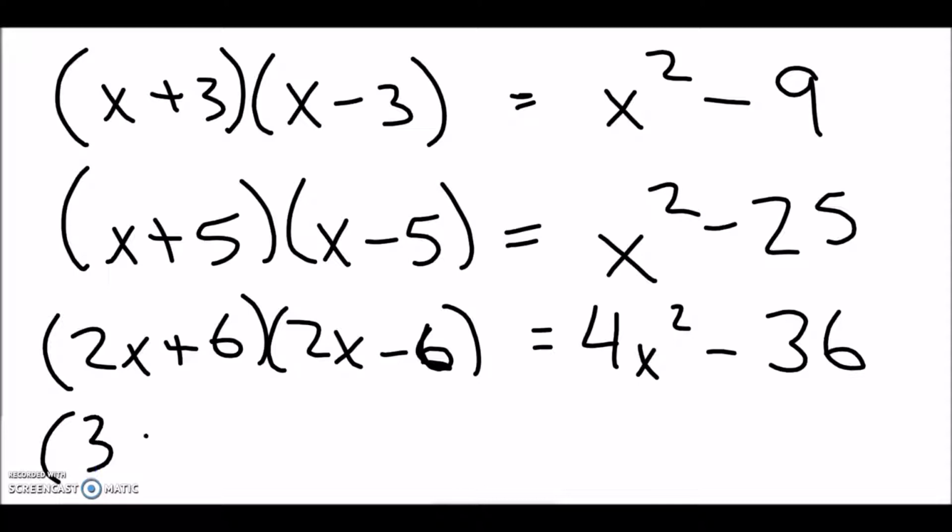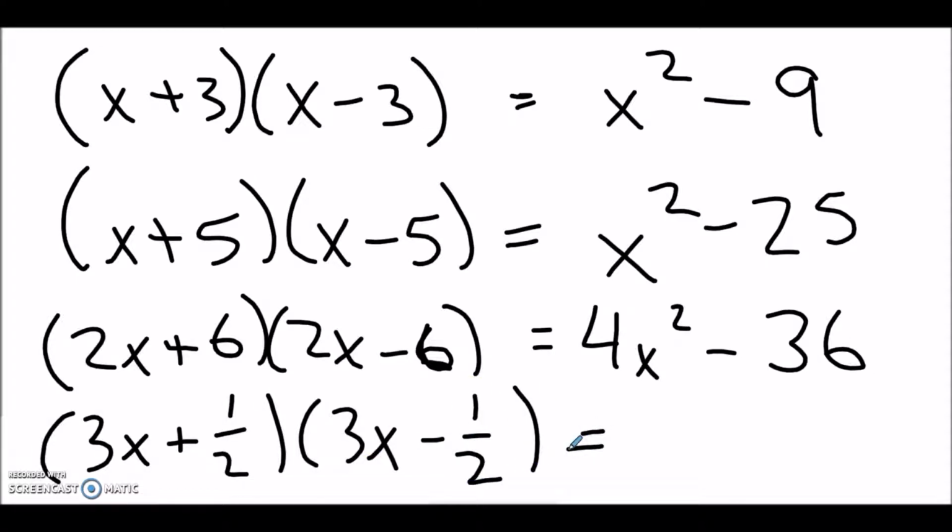And what about this one? This is really trying to test you. 3x plus a half, 3x minus a half. So our first term, 3x times 3x, is 9x squared. What's positive 1/2 times negative 1/2? And I'm guessing I got a few of you to say the wrong thing in your head. Positive 1/2 times negative 1/2, negative 1/4, because we multiply the denominators. That's about as tricky as these problems can get. It is not hard stuff.